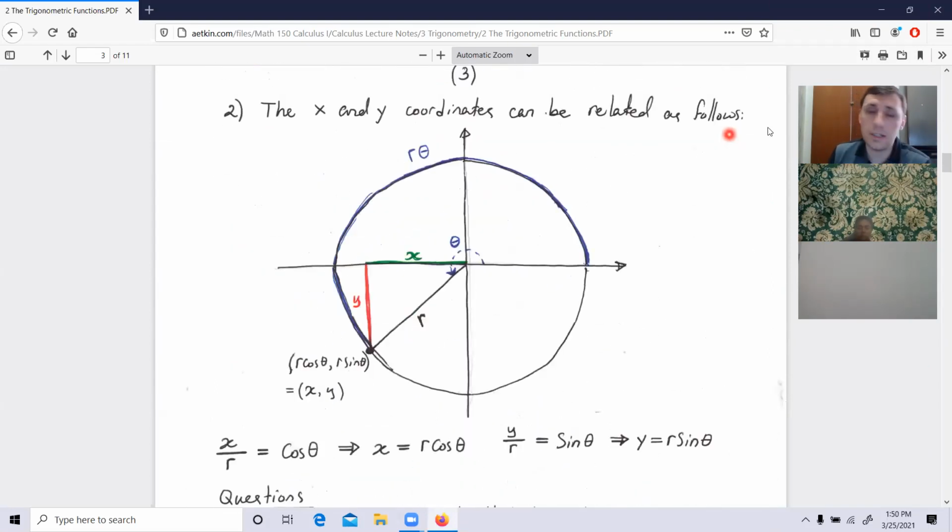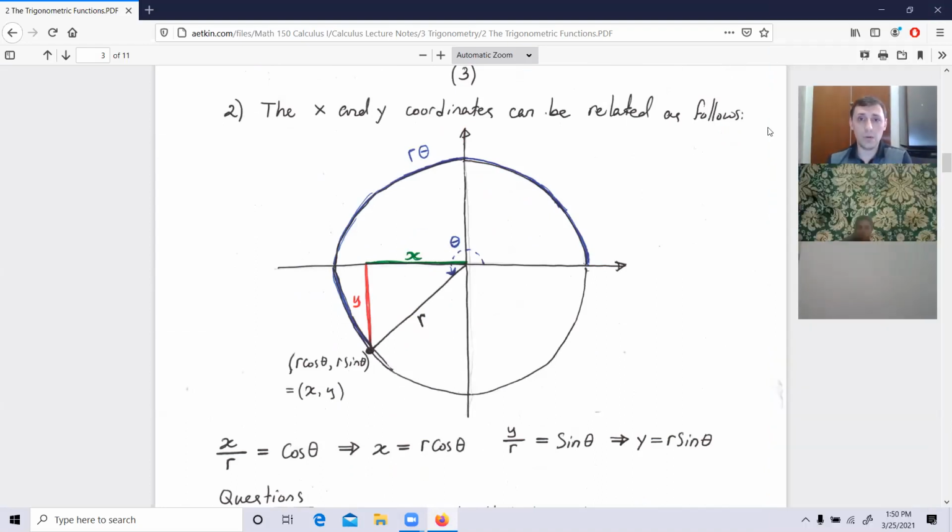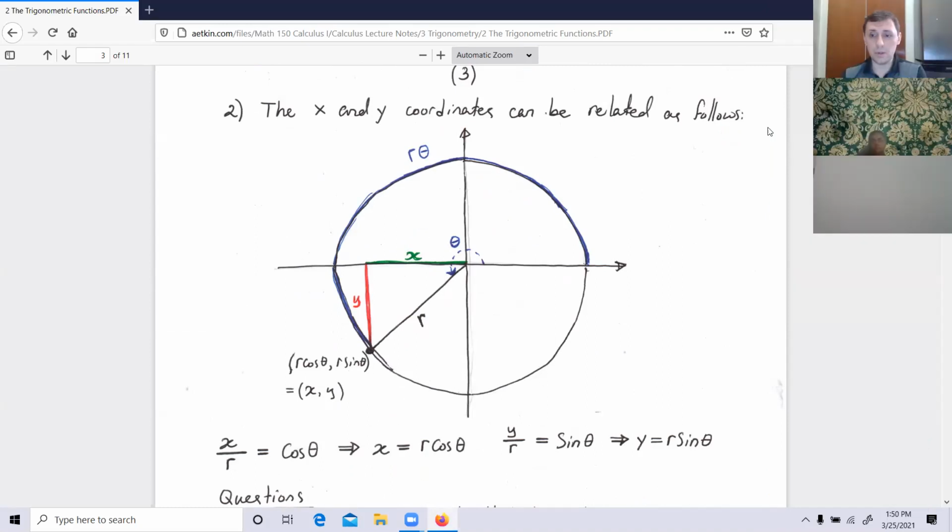And then there is this thing that I think a lot of you did not understand, and that is, how do I find the coordinates x, y in terms of sine and cosine? So let's try again.